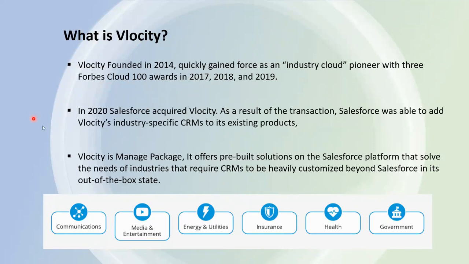In 2022, as it recognized Velocity's importance, Salesforce acquired Velocity. Now it is still available as a managed package, but it is completely acquired by Salesforce. As a result of the transaction, Salesforce was able to add industry-specific CRMs. There are many industries in Salesforce: communications, media, entertainment, insurance, health, so many industries. The benefit Salesforce is getting is the industry-specific CRMs provided by Velocity, which they can add on top of the Salesforce industry-specific CRMs.